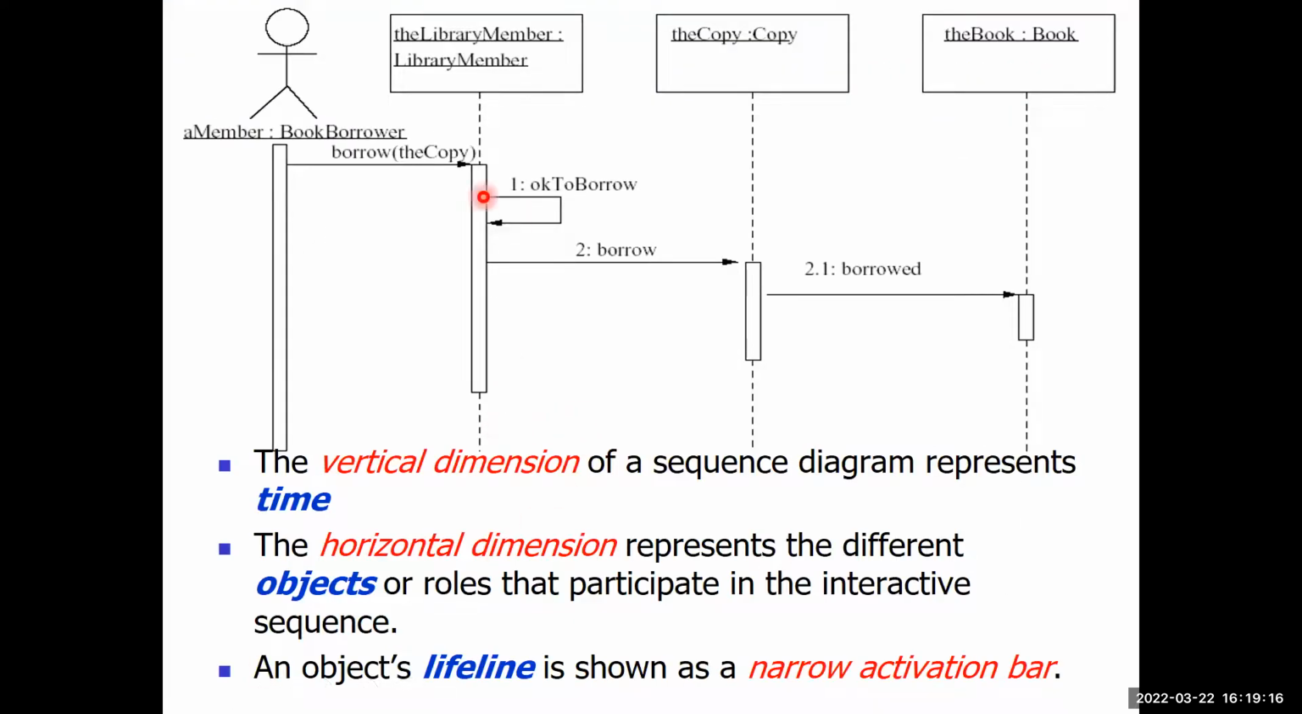So the vertical dimension in the sequence diagram represents the time. The horizontal represents the object or the role. And this is the lifeline. The activation bar here represents the lifeline. Is it clear?